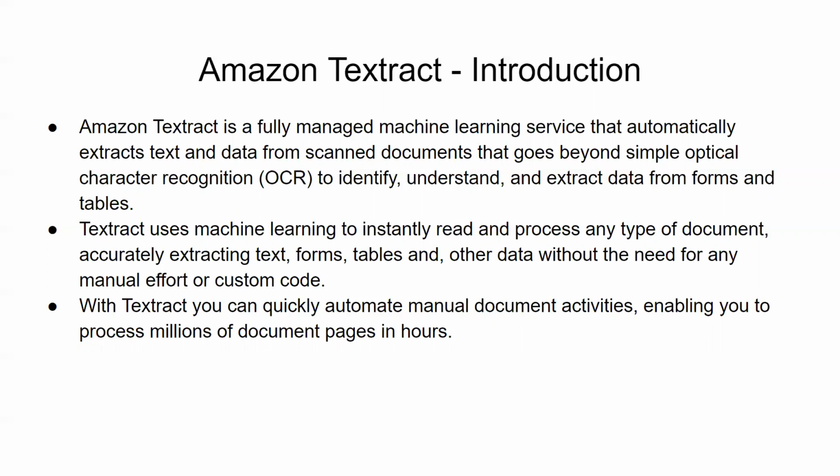So you can quickly automate any kind of manual document activities, enabling you to process millions of document pages in hours. You can do a very nice integration wherein, let's say, you have all of your documents residing in an S3 bucket. Whenever a document is uploaded to the S3 bucket, a Lambda function triggers Amazon Textract, where the document is uploaded to Textract, and then you get back the JSON response. You also get back a zip file with all of the necessary data that is presented to you in a CSV format, and so on. That's the kind of integration that you can do with Textract.